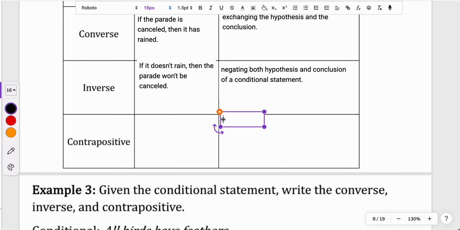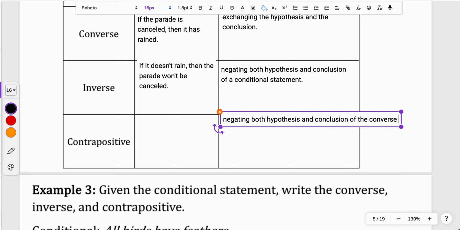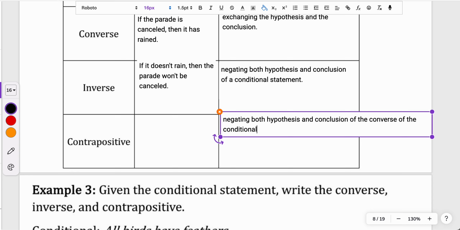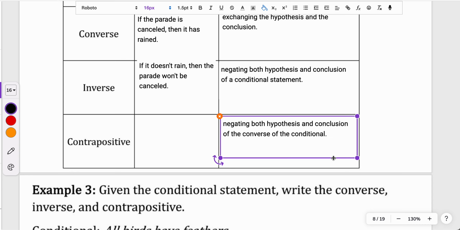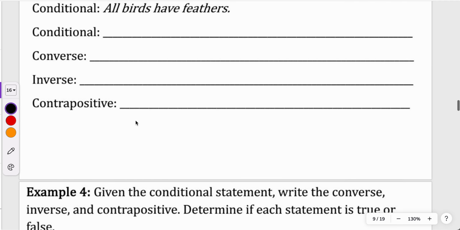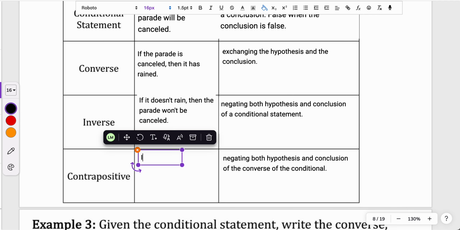And then contrapositive is negating both hypothesis and conclusion of the converse of the conditional. Okay? So that would just be this. If the parade isn't canceled, then it does not rain. Okay?